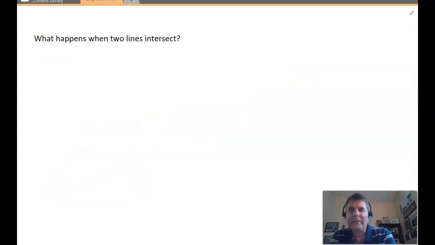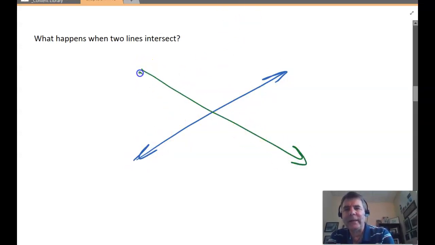Now what happens when 2 lines intersect? Okay, well, I'll draw a line this way, and I'll draw another line this way, and their intersection is a single point.